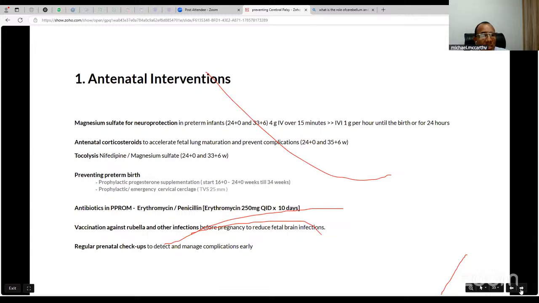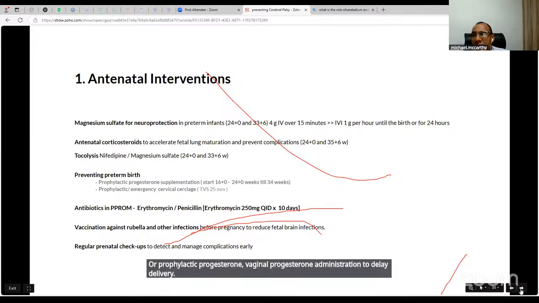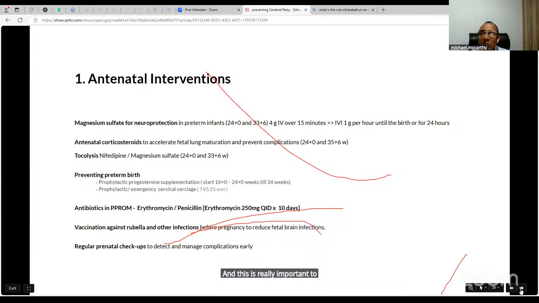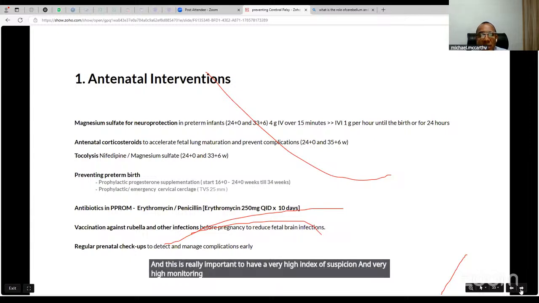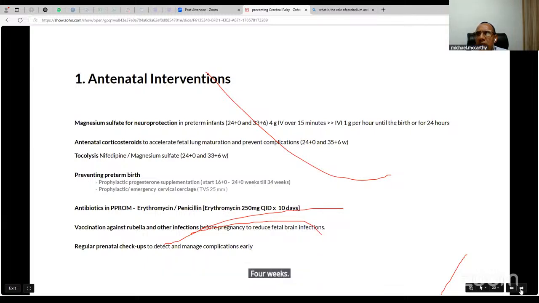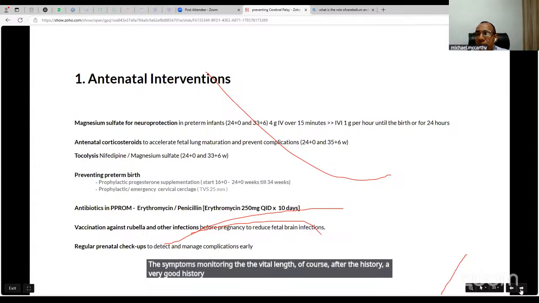The other part of preventing preterm birth is to use prophylactic or emergency cervical cerclage or prophylactic vaginal progesterone administration to delay delivery. And this is really important to have a very high index of suspicion and very high monitoring, especially between 16 and 24 weeks, monitoring the symptoms, monitoring the cervical length, of course, after the history, a very good history, and knowing the previous outcomes of those pregnancies.